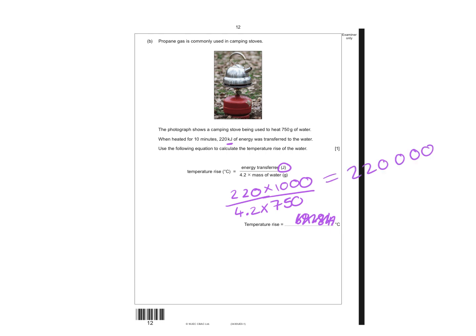Okay, so first off, we have to work out what it would be times by 1,000, because that says kilojoules there, that says joules there. There's a lot going on here for 1 mark, but we'll just get on with it. So 4.2 times by 750 is 3150. And then we're going to divide by 3150. So that would have given you 69.84.